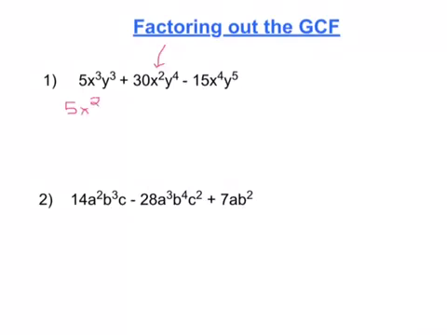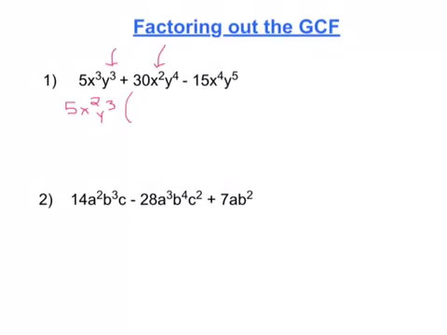Now let's take a look at our y's. We have y to the third, y to the fourth, and y to the fifth. So again, the smallest exponent would be this first one right here, y to the third. Now, once you take out your greatest common factor, you open up a parenthesis, and in that parenthesis, we're going to write what we're left with once we take that out.